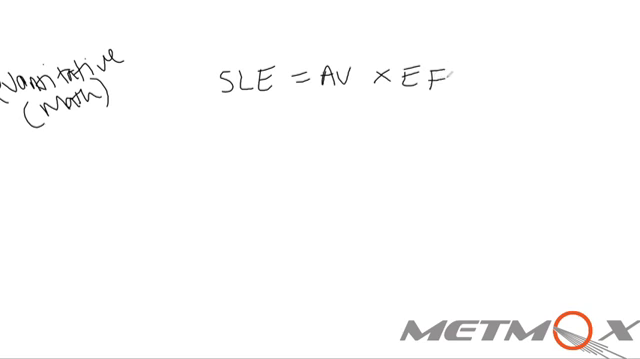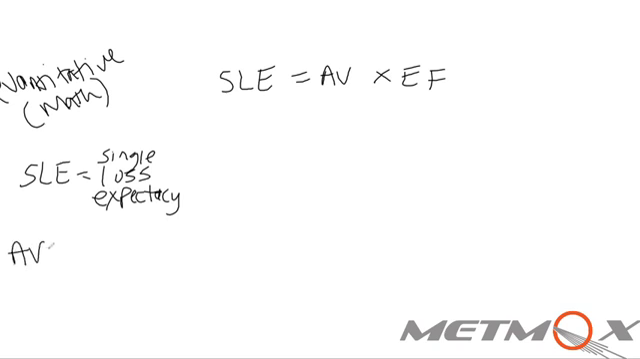That's our base equation. So the SLE is the single loss expectancy. So that's how much productivity or profit we're going to lose if this thing happens one time. So if Cody's laptop gets dropped out of a window and destroyed one time, what is the cost of that? Okay, so in order to know that, we have to know the AV, which is the asset value.